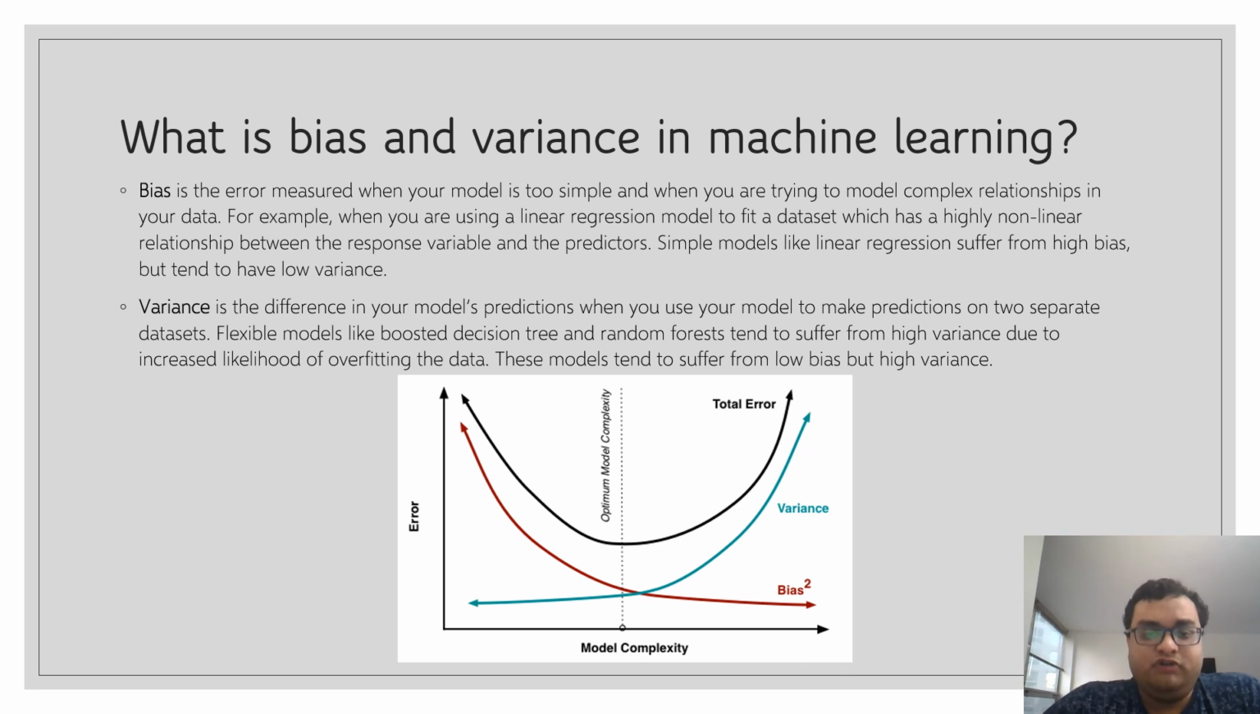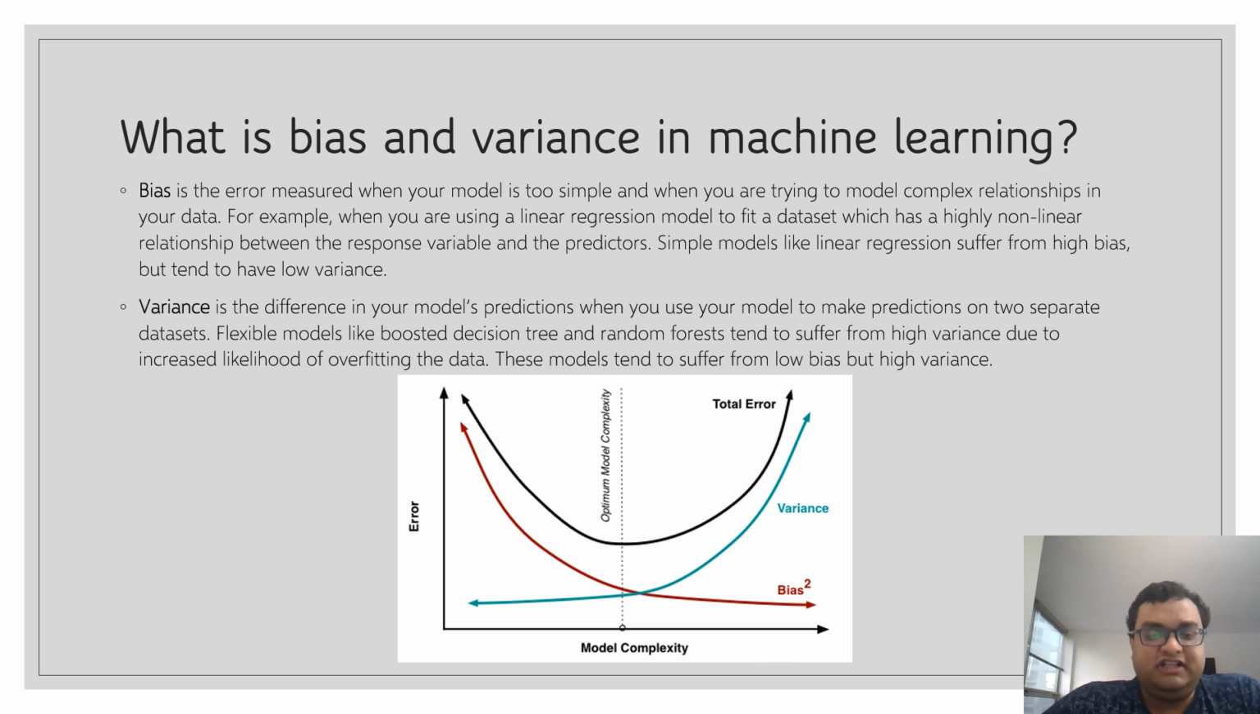So in the plot below, we can see how model complexity relates to total error, which is a combination of bias and variance. The challenge in machine learning is to find the optimal model complexity in which you have both low bias and low variance.